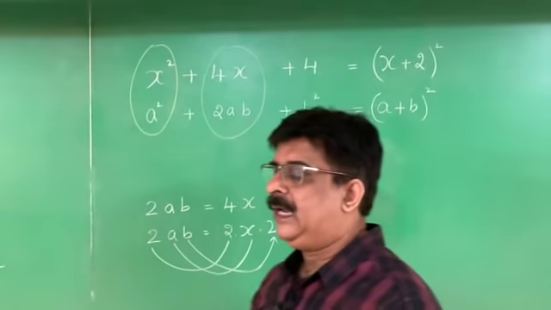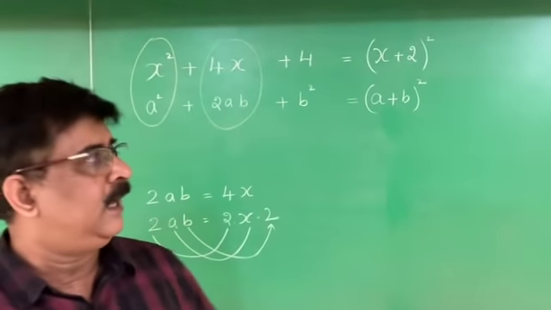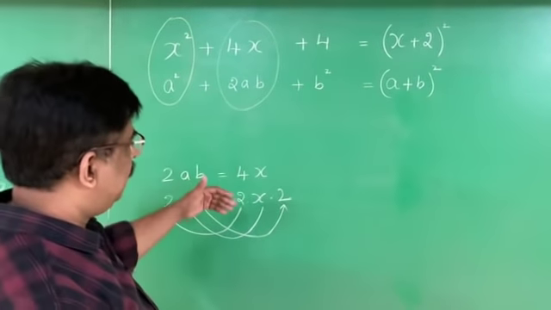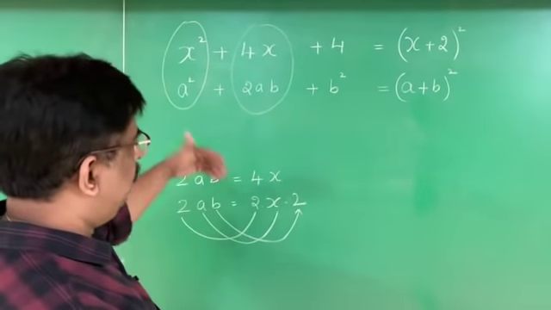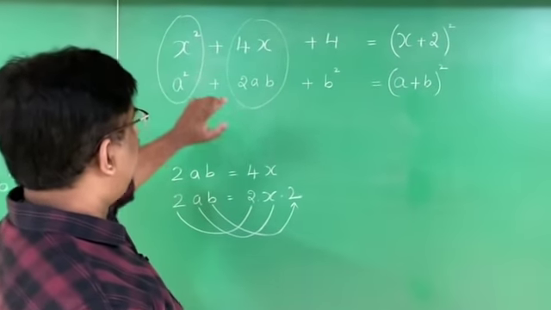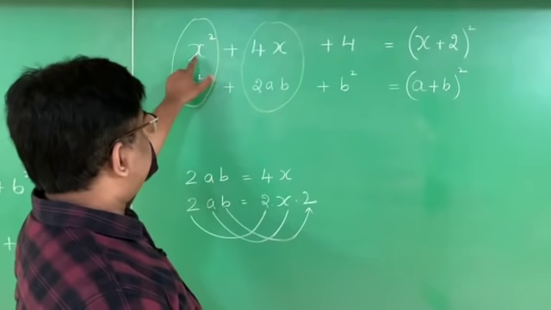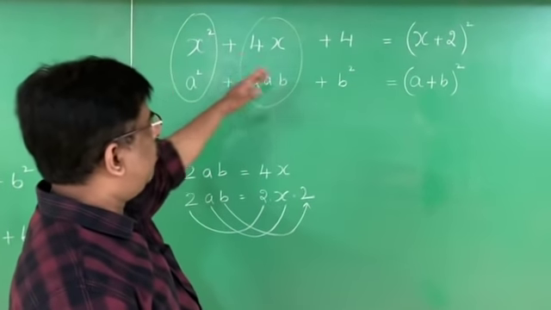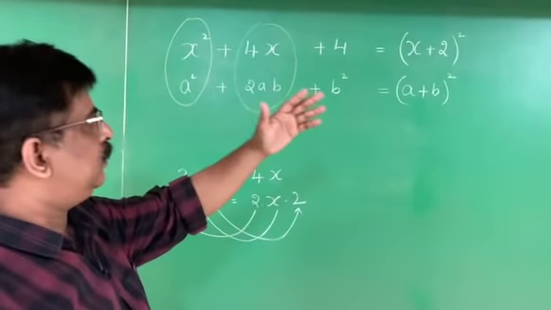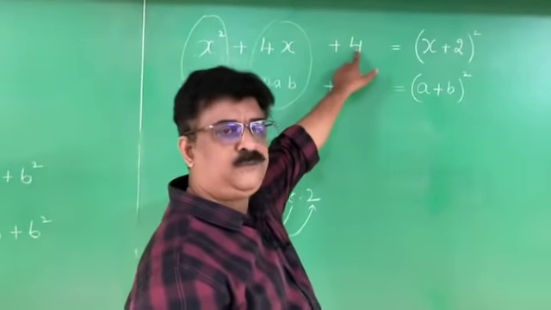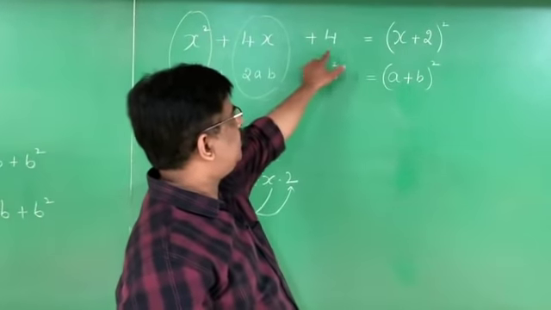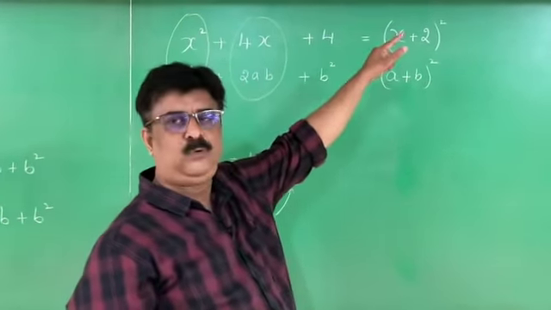Many children get confused. What is he telling? We are unable to understand the theory part of it. Theory is different and skill is different. Skill I am going to teach you. First thing, if any expression is there, the expression is x square plus 4x. What should be added to x square plus 4x to make it as a plus b whole square? The number to be added is 4. Therefore, a square plus 2ab plus b square is nothing but x plus 2 whole square.